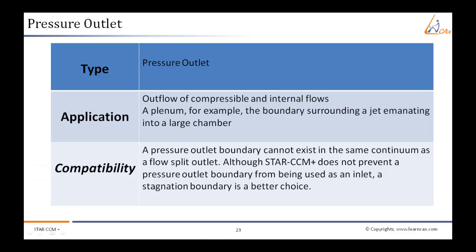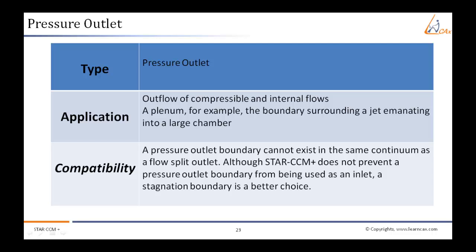A pressure outlet boundary is a flow outlet boundary at which the pressure is specified. It is used in conditions like specifying outflow of compressible and internal flows. An example can be a plenum, in which boundaries surround a jet emanating into a large chamber.